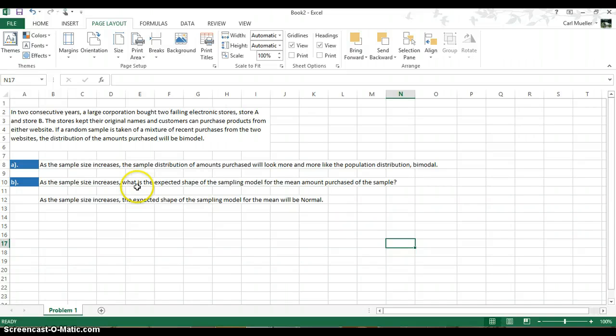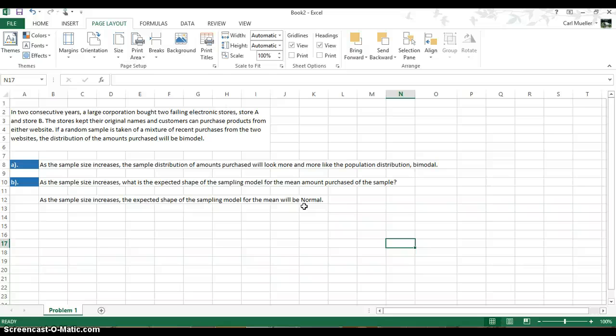So as the sample size increases, the expected shape of the sampling model for the mean will be normal distribution. So when we're looking at normal distribution and thinking about normal distribution, what is that? That is our bell curve. That is the traditional bell curve. So when you say normally distributed, what does that mean? It means the mean equals the median equals the mode. It's a symmetrical curve. 50% is less than the mean, 50% is greater than the mean.